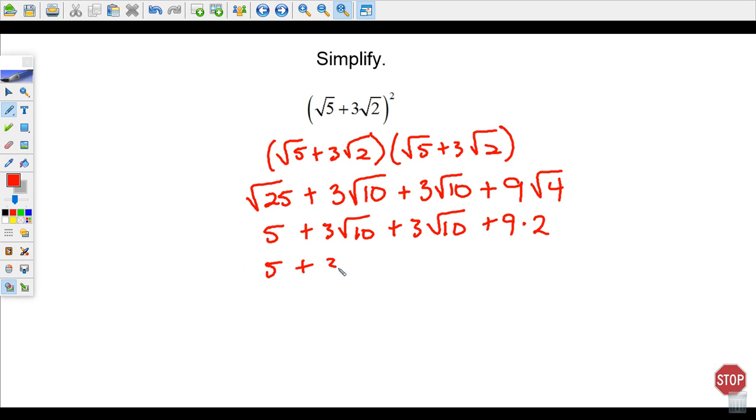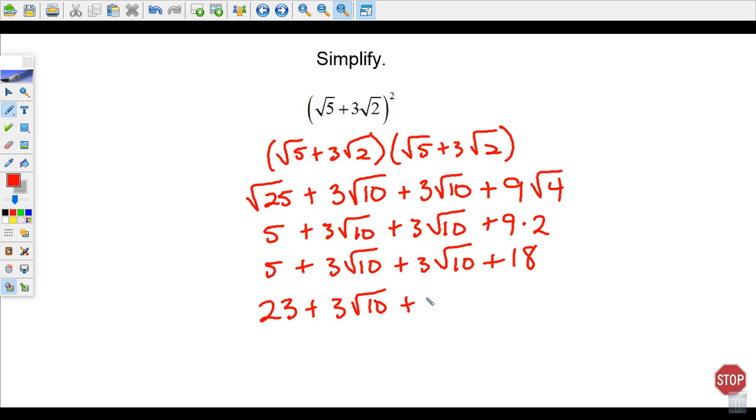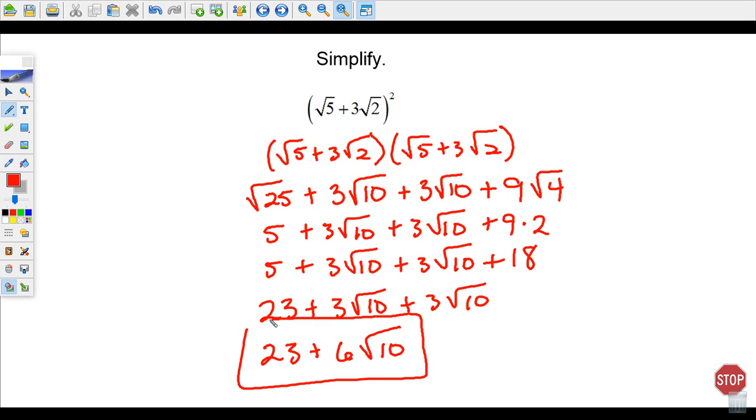So again, we got some with whole numbers, some with radicands. 9 times 2 is 18. So let's add the whole numbers together. 5 and 18, that's 23. And hopefully you've already seen we have some like terms here, radical 10 plus radical 10. So 3 radical 10 plus 3 radical 10 is 6 radical 10. And there's our simplified expression.